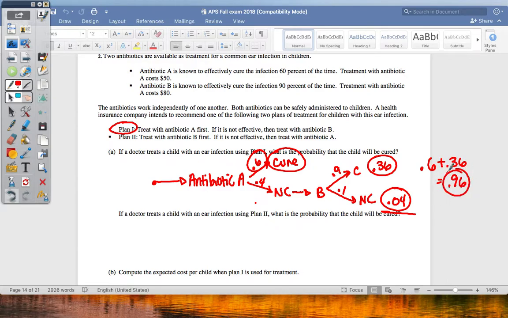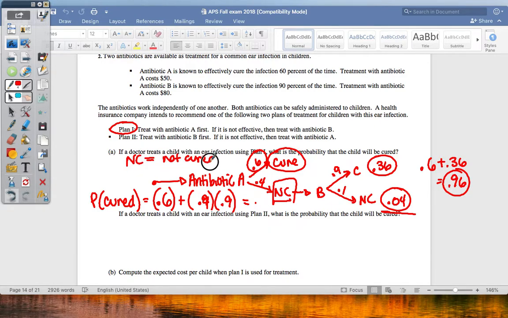Now, technically, when I'm writing this, I probably should put something to the effect of the probability of being cured is equal to, like actually writing it out. So 0.6 plus, I'm sorry, 0.4 times 0.9, right? And then that would equal 0.96. I would also say that in the context of the AP exam, write NC out, okay? So not cured, cured, or if you use NC, just say NC is the same as not cured, okay?